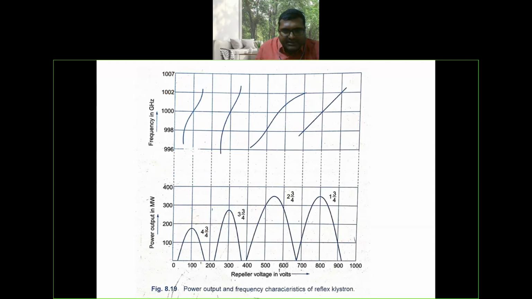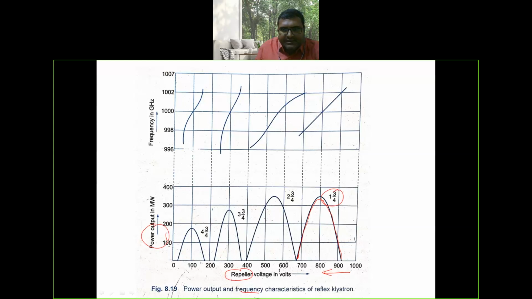This is the power output and frequency characteristics of a reflex Klystron oscillator. It is drawn between the repeller voltage and power output. Here, this is the first mode. By varying the repeller voltage, the power output is detected at the detector mount, which is connected at the output of the catcher cavity. This particular mode is called the dominant mode, which has more signal strength.